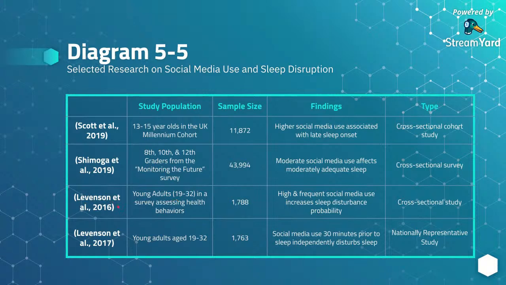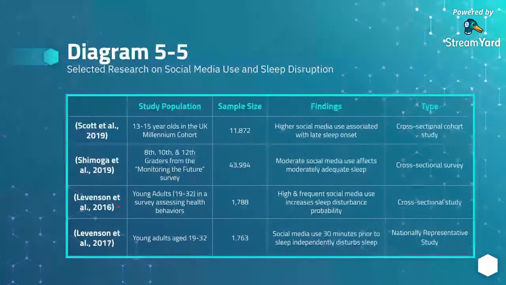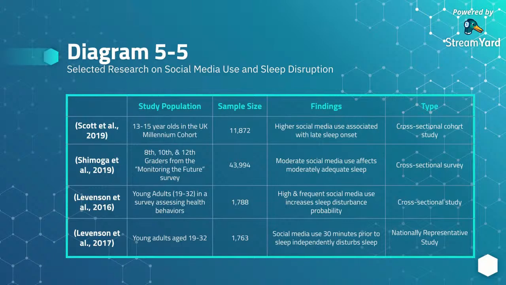So this paper, published in 2016, analyzed a cross-sectional study of close to 2,000 adolescents between the ages of 19 and 32. The authors found that high and frequent social media use can increase the probability of sleep disturbance. However, because, again, it's cross-sectional, we do not know the direction of this association. So we don't know whether social media use causes sleep disturbance or whether sleep disturbance causes people to use social media more. So it recommends that follow-up longitudinal studies should be conducted.